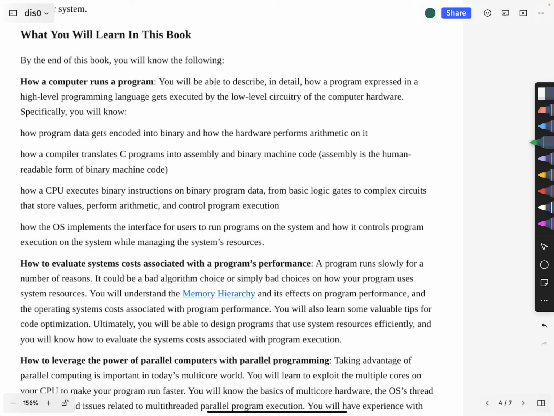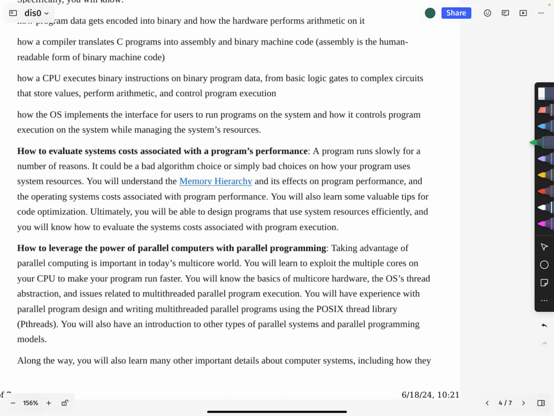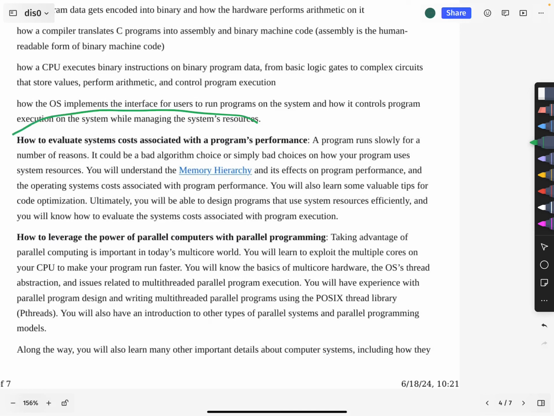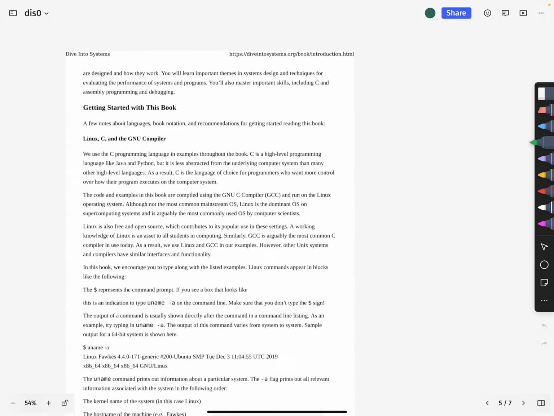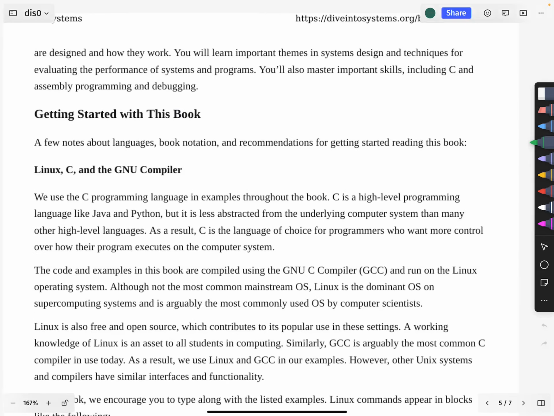It's how a computer runs a program, which in short is basically what I described earlier: how the high-level C program gets translated into lower and lower level information storage formats, and eventually gets to the point where it's something that your computer can run. We'll learn how to assess the performance of a computer and how to use parallel computing. So that's somewhat the plan.